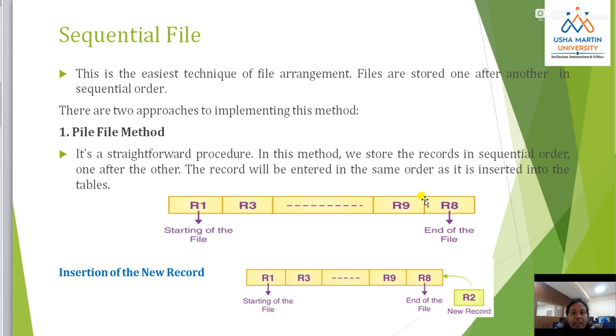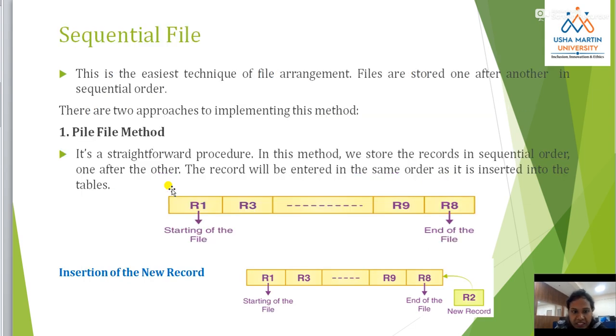Directly we insert the file at the end of the block. This is also a very easy technique for file organization, file arrangement. Here in the heap file, records are in a sequential file. Files are stored one after another in sequential order, that's why it's known as sequential file organization. And here there are two methods for storing the record: one is the file method and another is the sorted file method.